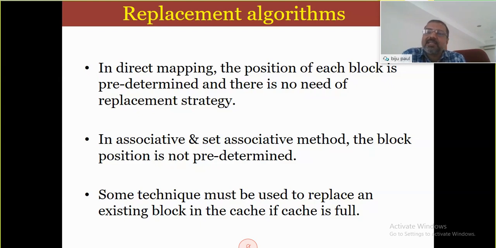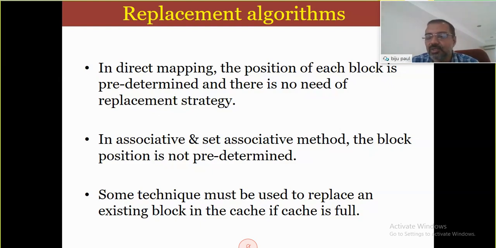We have to implement an algorithm in such a way that the efficiency will be maximum. We have some algorithm to remove a block. We will discuss that. But take the case of the first mapping technique, that is direct mapping technique. In direct mapping technique, we don't require any replacement algorithm. What is the reason? In direct mapping, a block from the main memory can be fit only to a particular block in the cache memory. If that particular cache memory is filled, it has to be removed. So we don't need any particular algorithm for that. It has to be removed.